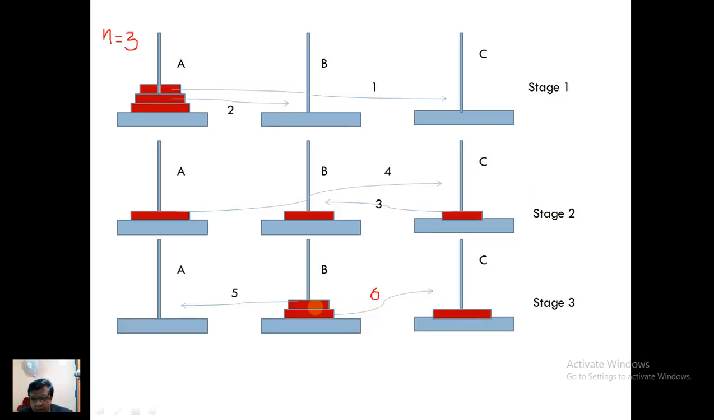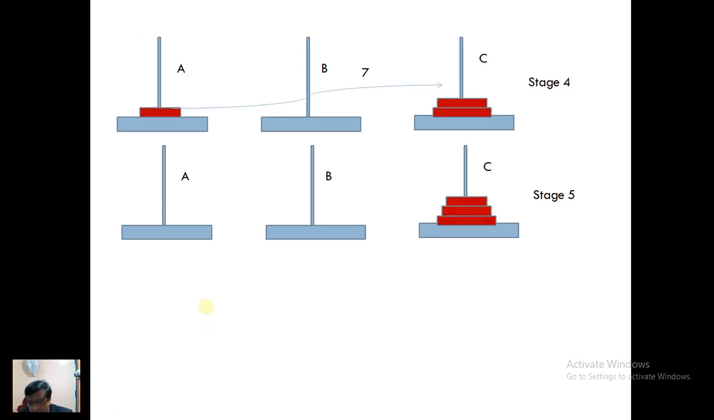This will have moved over here, this will have moved over here, involving 6 movements, and now what remains is only 1 disk on A, and it can be directly moved over here. So it took 7 movements. For 3 disks it took 7 movements. Here the basic operation is movements.